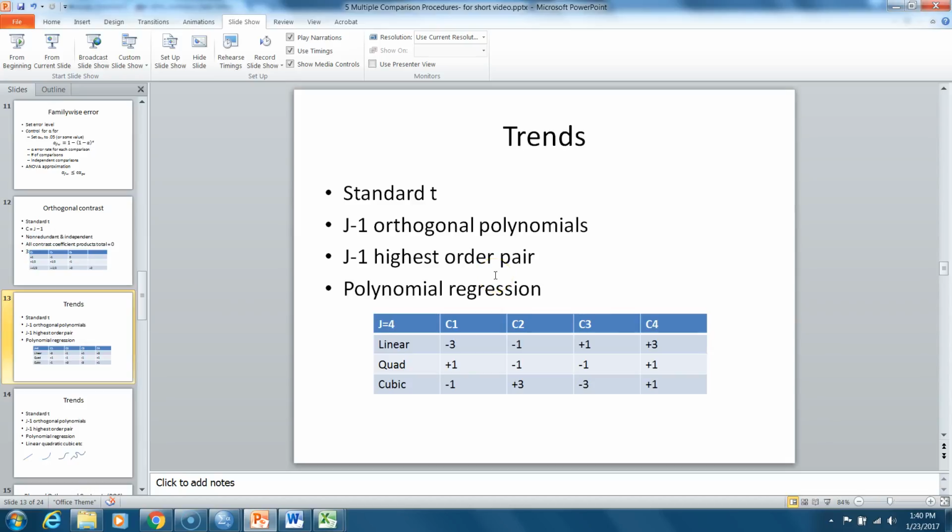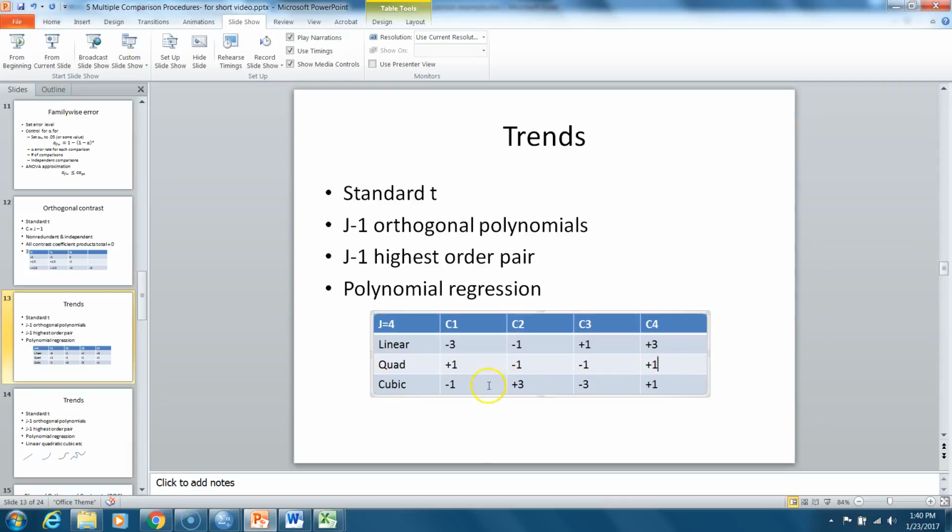Trends are basically orthogonal polynomials. They're like our contrasts, except we're looking for some specific types of trends. Here we want to see a linear trend, so we can see, although we have 3's and 1's in this example, we can see we're going from minus 3 to minus 1 to plus 1 to plus 3. In our quadratic trend, there's a bend in here. We're going from plus to minus to minus to plus.